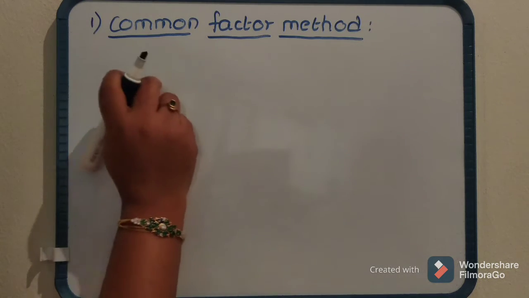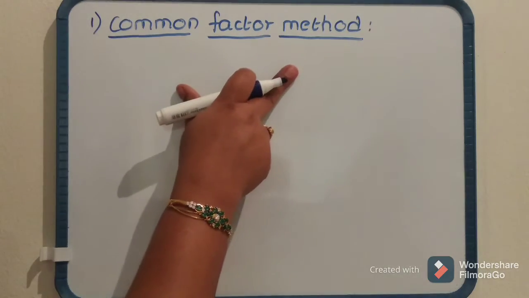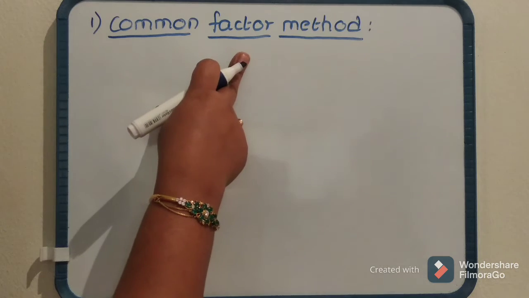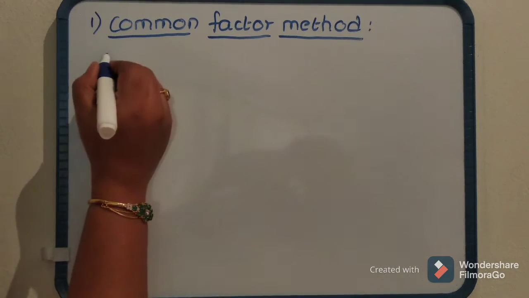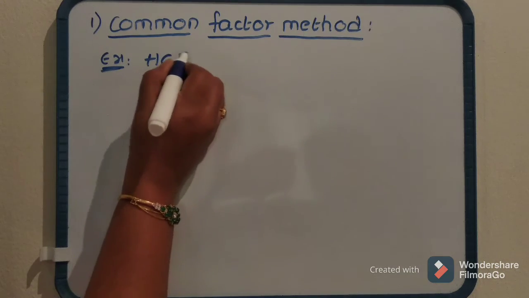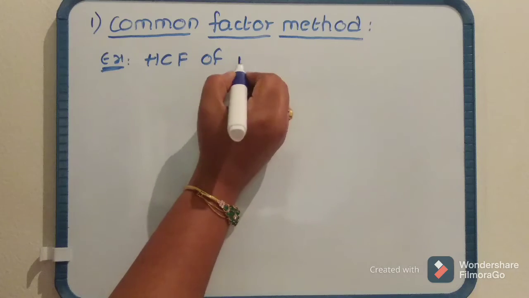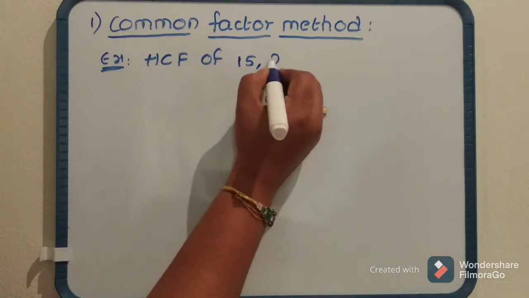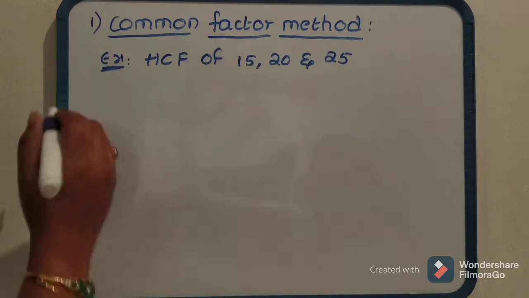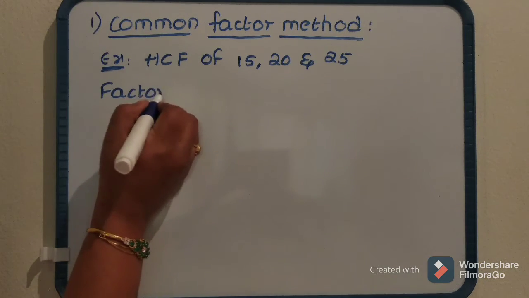Finding HCF by common factors method. As the name indicates, we have to find the common factors of the given numbers. For example, to find the HCF of 15, 20 and 25. Thus, we need to find out the factors of all the three numbers.